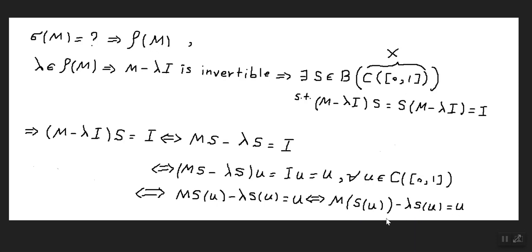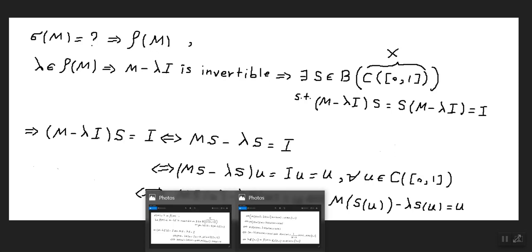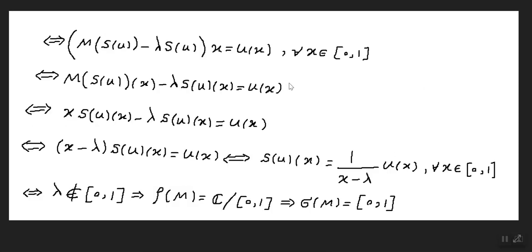When you say these two functions are equal, what does it mean? It is equivalent to saying that for every x in the closed interval 0 and 1, the image of this function at x equals the image of u at x. Okay, like this. Now here again we have f minus g at x equals f(x) minus g(x). So this equals M of S u at x minus lambda times S u at x equals u(x).